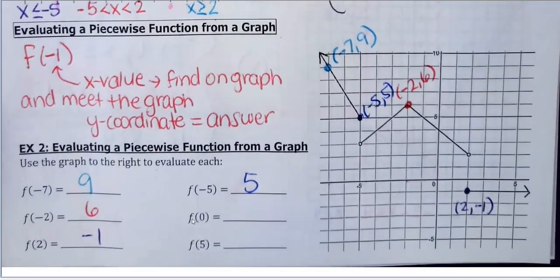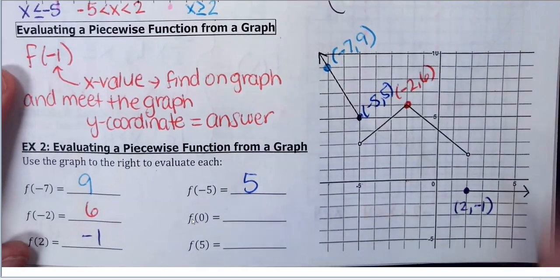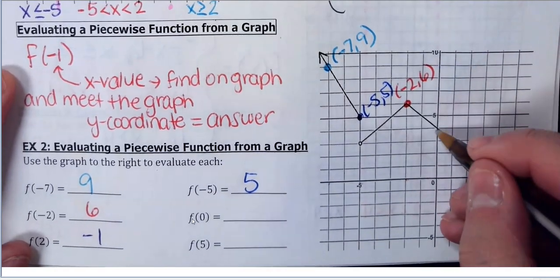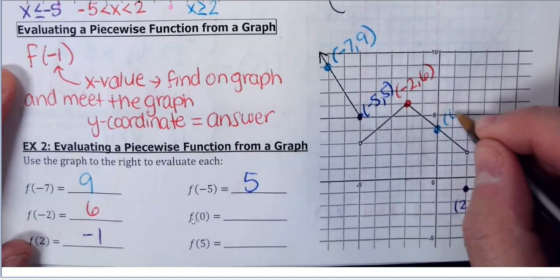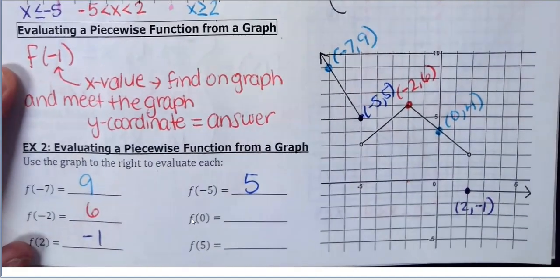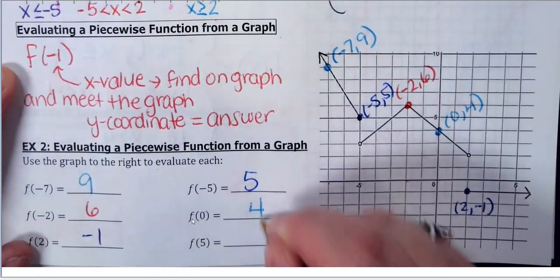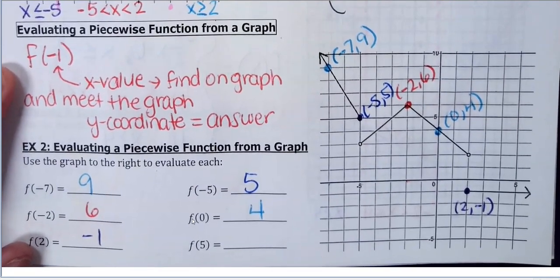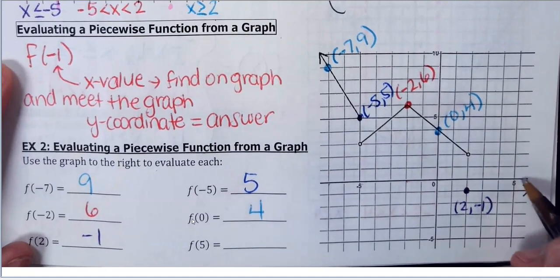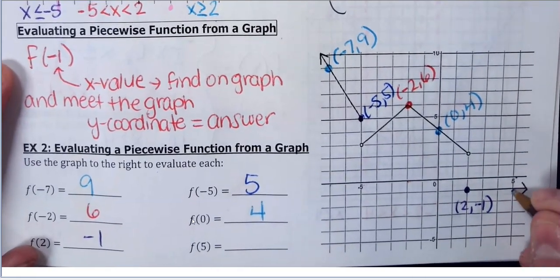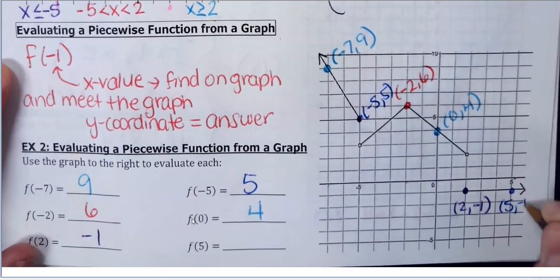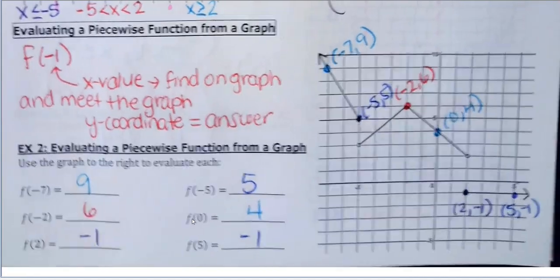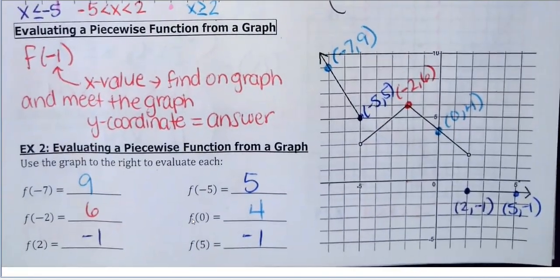All right, let's see what else. So I've got 0. Looks like right here. So that's the point 0, 4. So if we plug in 0, our output there is 4. And then the last one I have is 5. So over here at 5, just go down to meet the graph. That has the point 5, -1. So the -1 would be the output. Is anybody having a question?